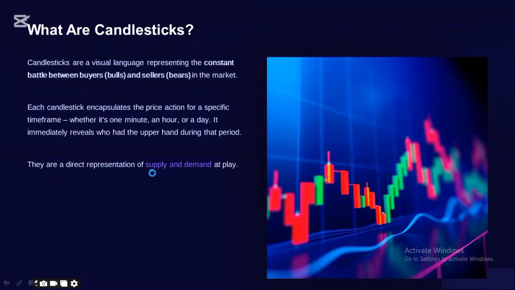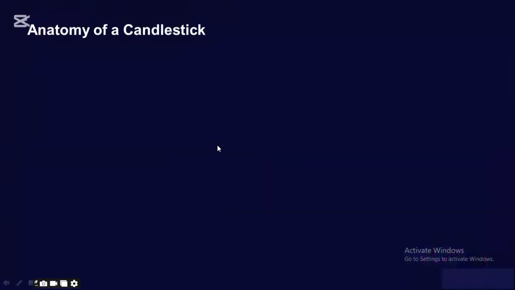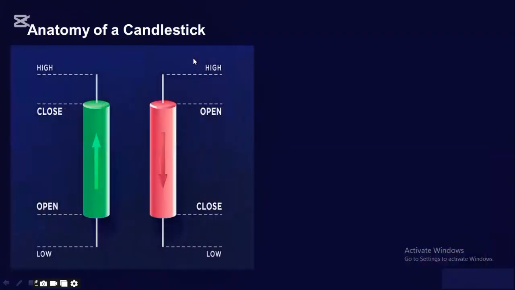They are a direct representation of supply and demand, which simply means to sell and to buy. As simple as it is. So now we're going into the anatomy of a candlestick. What do we mean by anatomy of a candlestick? It simply means the properties or the structure of a candlestick, what actually makes up a candlestick.